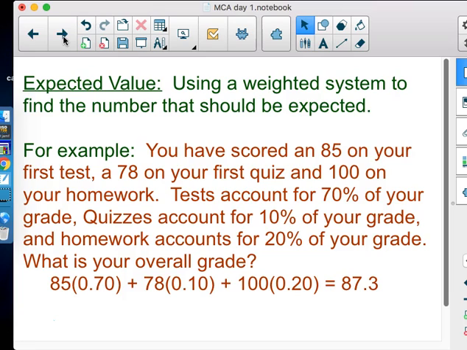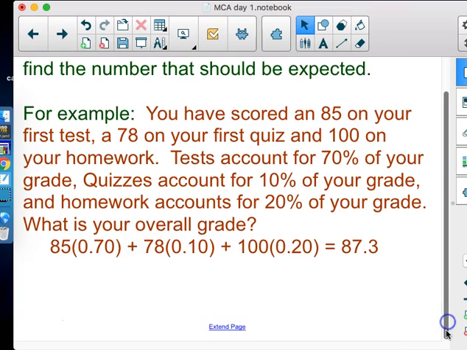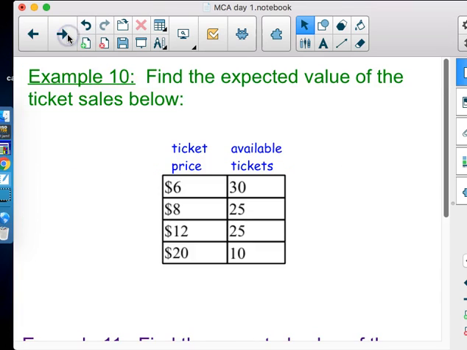So 70% becomes 0.7. 78 came from quizzes, 10% of your grade. 100 came from homework, that's 20% of your grade. And when you multiply all that together and add, you get 87.3. So that would be your overall grade. So expected value, just think weighted grading. That's what expected value is, weighted grading.